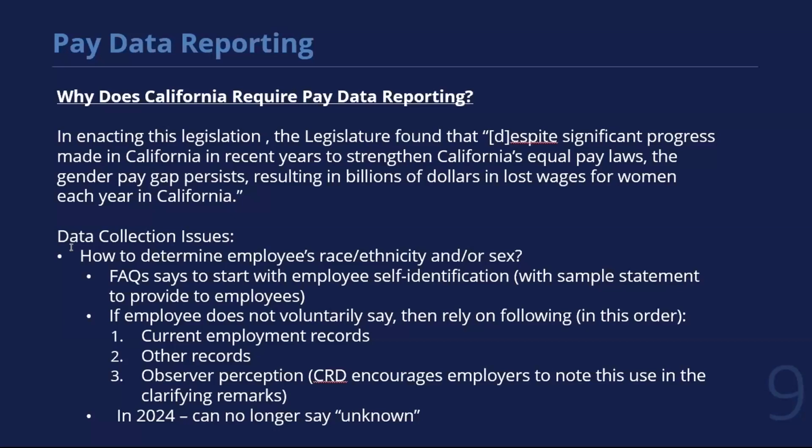And then you have to make a choice on the race and ethnicity. That's primarily where the issue is going to be. In the past, employers could say unknown, but that's not an option anymore. So the employer needs to make a call on that for the reporting purposes.